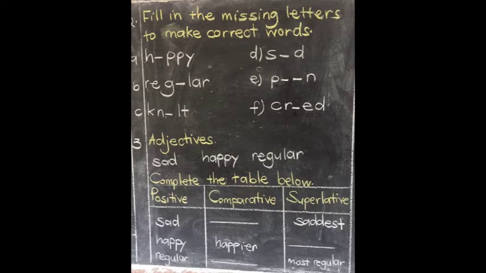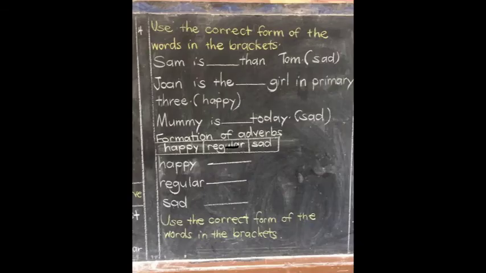Then we have activity 4. Activity 4 says, use the correct form of the words in the brackets. So we have seen the areas where we can use those different forms. The first one says, Sam is dash than Tom. So you're going to look for which form you're going to use such that you make that sentence correct. Then we have the next one which says, Joan is the dash girl in primary 3.